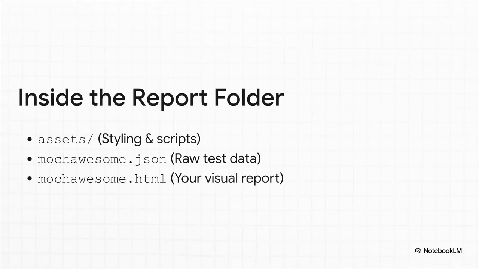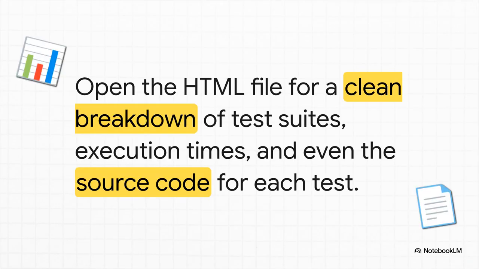So after your tests finish, you're going to see this new mochawesome-report directory. Inside, you've got an assets folder for the styling, a mochawesome JSON file with all the raw data, but the one you really care about, the star of the show, is mochawesome.html. That's your report. The moment you open that HTML file in your browser, bam! It's just so clean. You get a perfect breakdown of all your test suites, you can see exactly how long each test took, and you can even expand them to see the source code that was run.